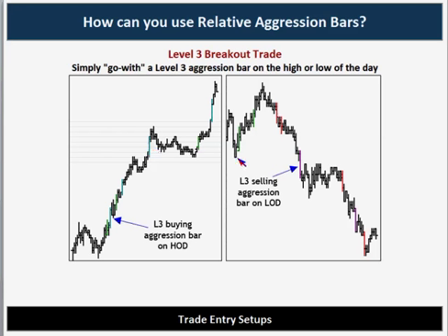Here's on the sell side. New low of the day is being made with a level 3 selling aggression bar. If there's other context, other reasoning for doing so, that's a pretty good aggressive breakout trade. Okay, it's giving you information. Sometimes when the highs and lows are tested, sometimes they're head fakes, sometimes they're actual true breakouts. When you get a level 3 bar on the high or low of the day, especially if you can put it in context, it's just giving you that extra edge that this breakout is real. Okay, so that's the level 3 breakout trade.